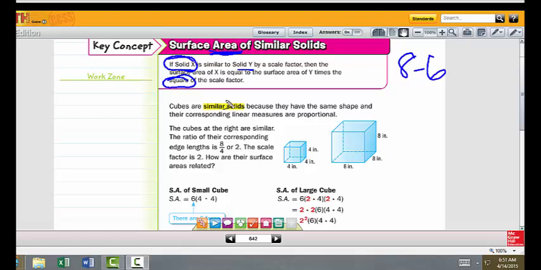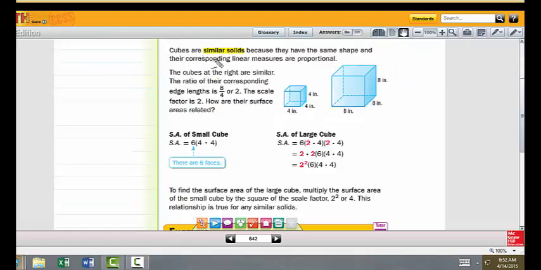Let's take a look at what that looks like. Okay, cubes are similar solids because they have the same shape and their corresponding linear measures are proportional. So in this case we have a 4-inch side, and in this case we have an 8-inch side. So obviously our scale factor is 2. So we want to know how the surface areas are related.